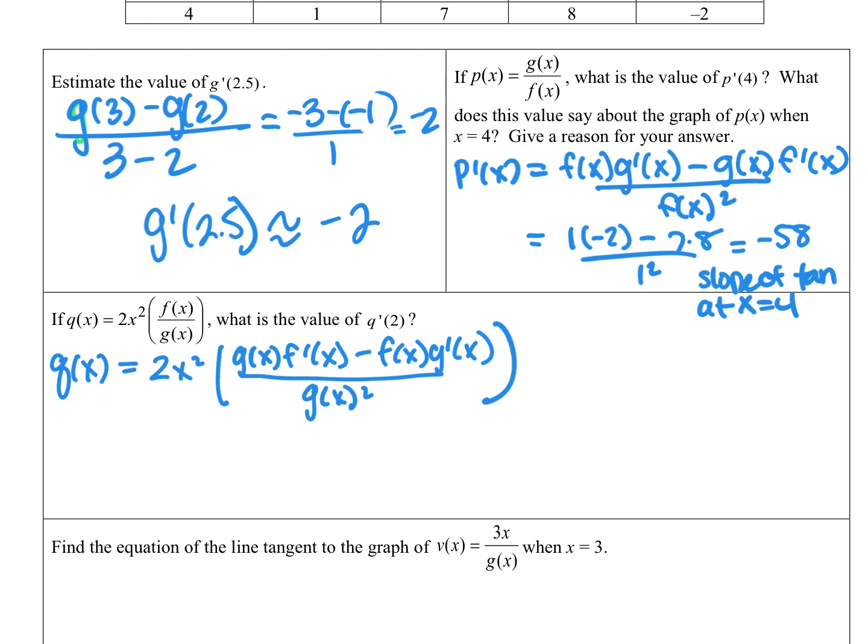Is that it? Is that the derivative? Did I finish the product rule? No, I just did the first function times the derivative of the second function, right? What else do I have to do for the product rule? Plus the second function times the derivative of the first function, right? So plus the second function times the derivative of the first function, which will be 4x. Sorry, that said q of x. It should say q prime of x.